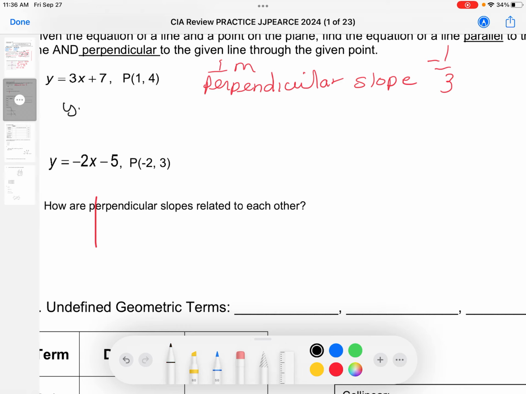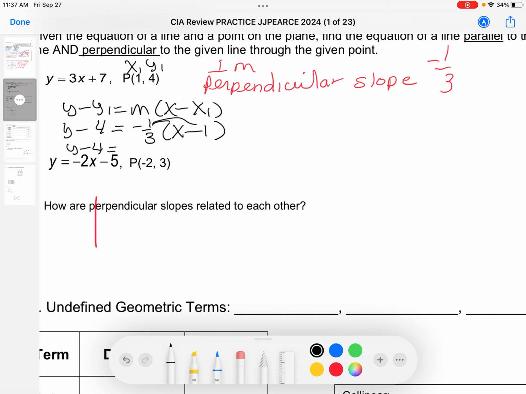And then the formula I'm going to use is y minus y1 equals m times x minus x1. This is x1, that's y1. y1 is 4, m is negative 1/3, x1 is 1. I'm going to distribute that 1/3 in. So y minus 4 equals negative 1/3 x plus 1/3, excuse me. It's a little smushed in there. So then I've got y. I'm going to add 4 to y minus 4.